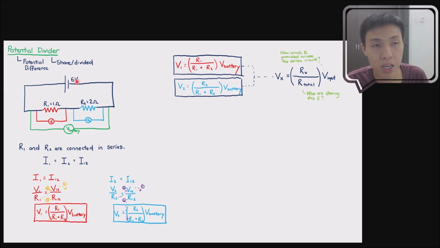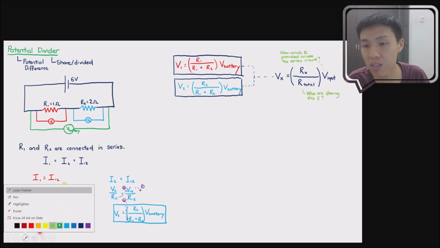So we just add up all the resistors that are trying to share that 6 volt or 6 joule per coulomb. Okay, so Rx over here represents what we are interested in. If you're interested in resistor X, then you just put resistor X. If you're interested in resistor Y, then you put in resistor Y, whichever resistor that we're interested in. Okay, then this Vx over here will tell us how much energy is received by the resistor of interest.